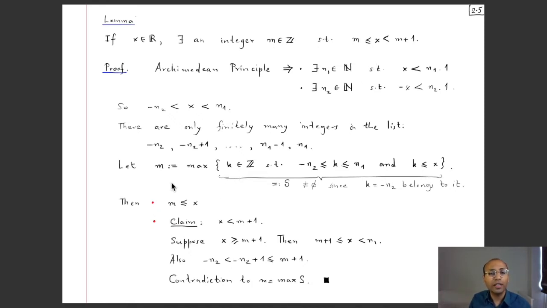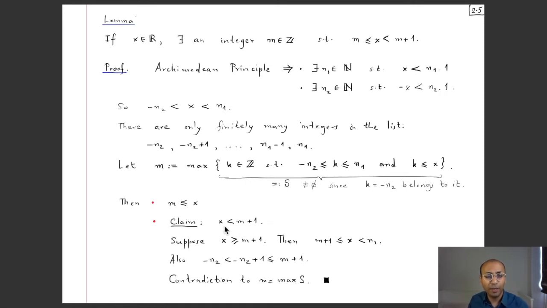Okay, so let us first notice that this m, being the maximum of this set, certainly belongs to the set. So this m certainly satisfies that m is less than or equal to x. So we already know that this m is less than or equal to x. And now the task is also to prove that x is strictly less than m plus 1.